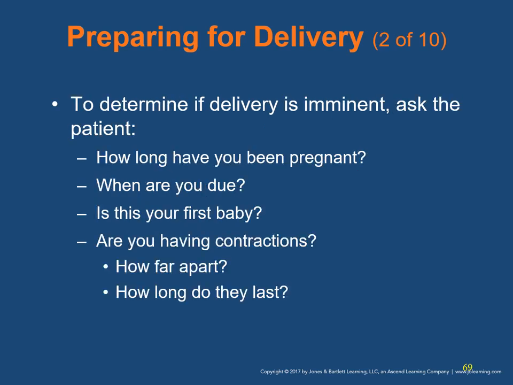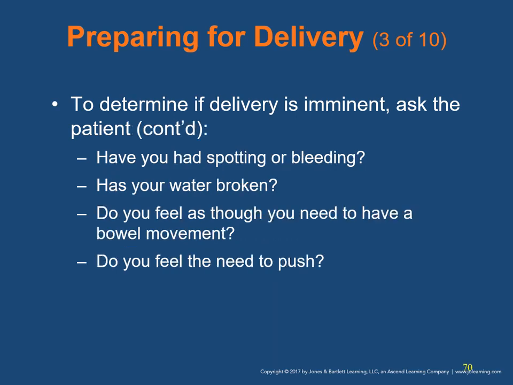To determine if delivery is imminent, ask the patient the following questions. How long have you been pregnant? When are you due? Is this your first pregnancy? Are you having contractions? How far apart are they, and how long do they last? Have you had any spotting or bleeding? Has your water broken? Do you feel as though you need to have a bowel movement? Do you feel the need to push?